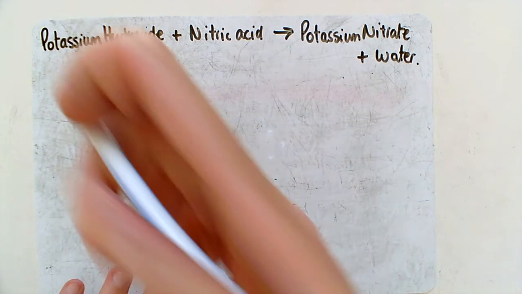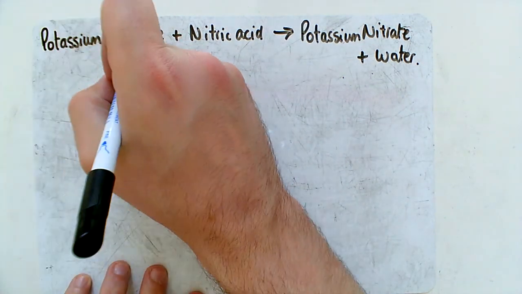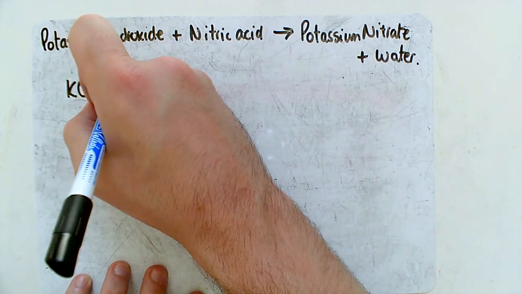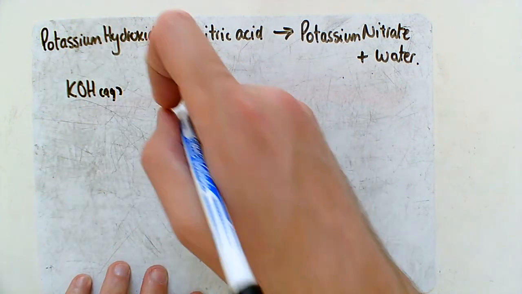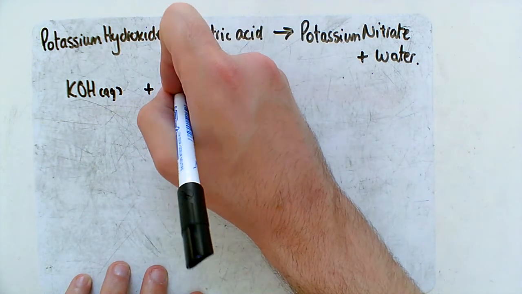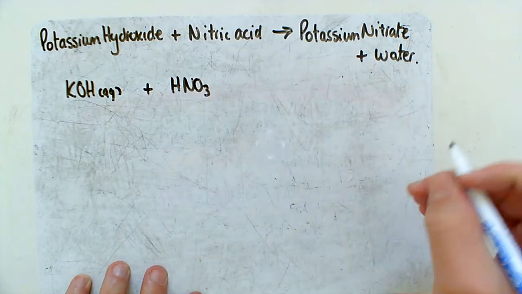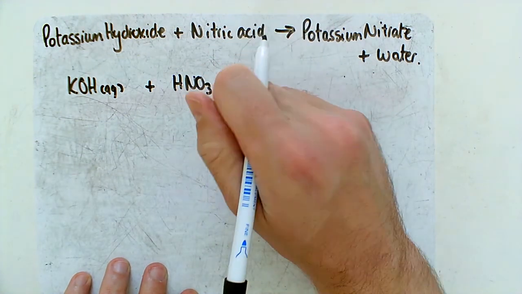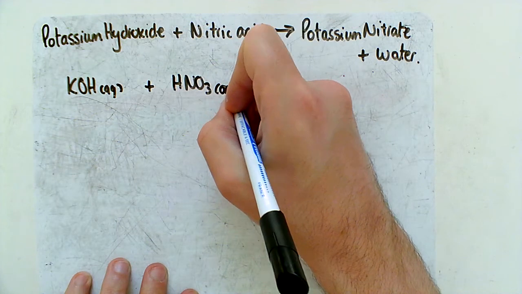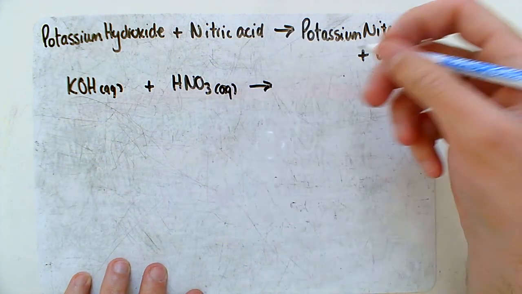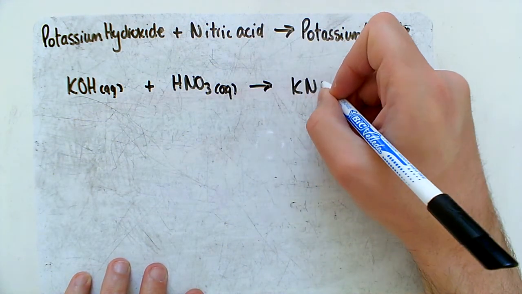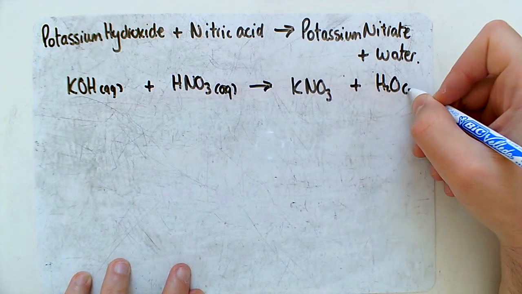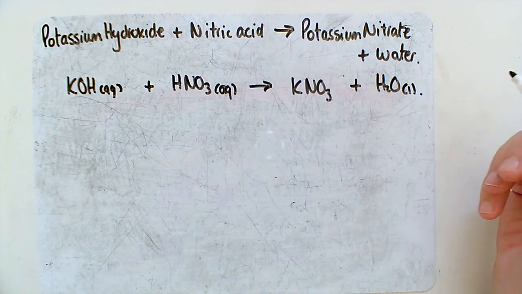Now we'll write out the chemical formulas. Potassium hydroxide, valency 1, so KOH. It's an alkali, so it's in solution. We then have nitric acid, HNO3. We just have to remember the acids, and it's soluble as well, it's AQ. And then potassium nitrate is KNO3 plus H2O. Now this one's a liquid, but again with the salt we need to know whether or not it's soluble or not.